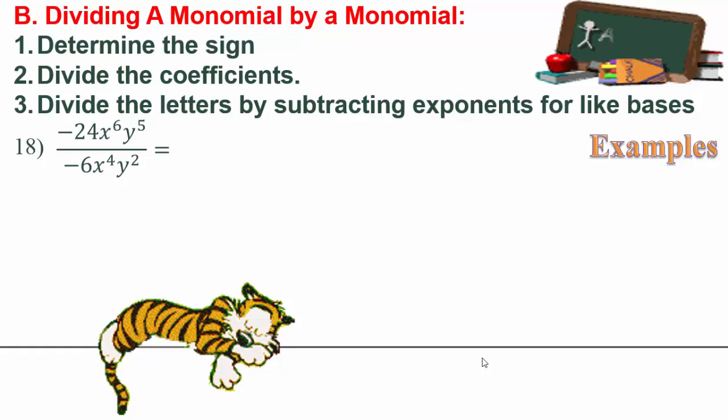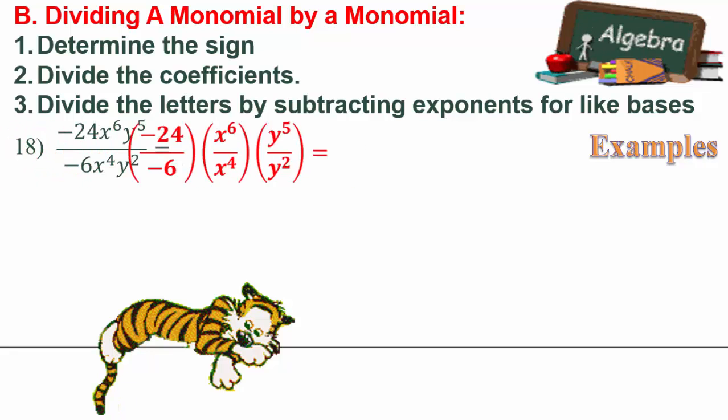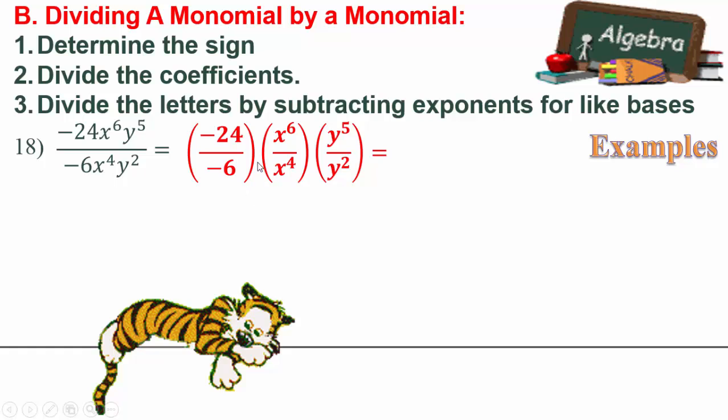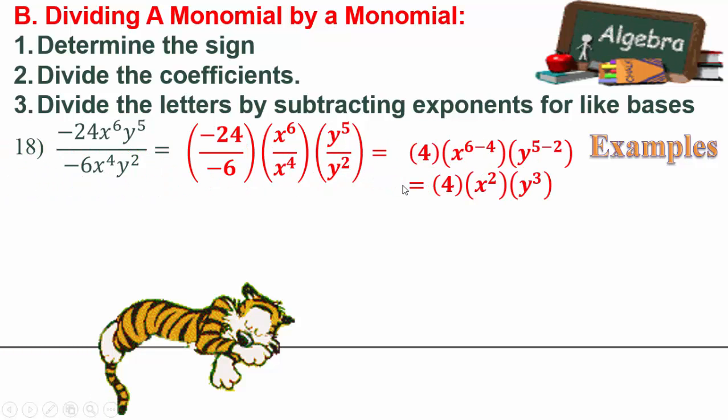In reviewing what we just did in example number 18 on the whiteboard, just like I did on the whiteboard, I gathered up my coefficients, my x's and my y's, and worked out each one individually. So I got 4x to the 6 minus 4, because that's a quotient, using the quotient rule. Here, using the quotient rule again, and I have 4x squared y cubed, and I just write that for x squared y cubed.